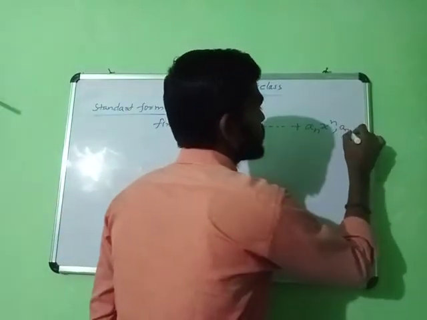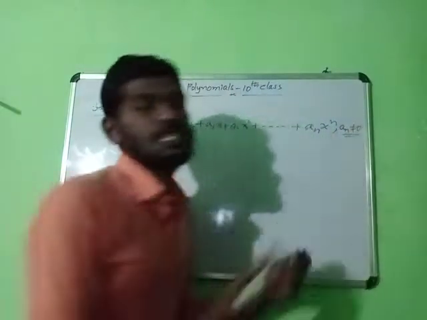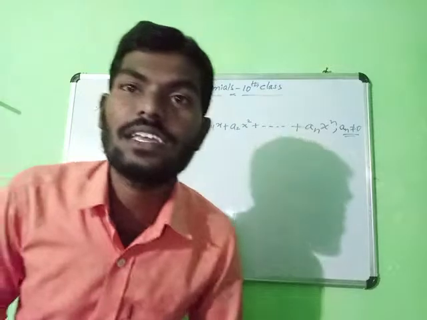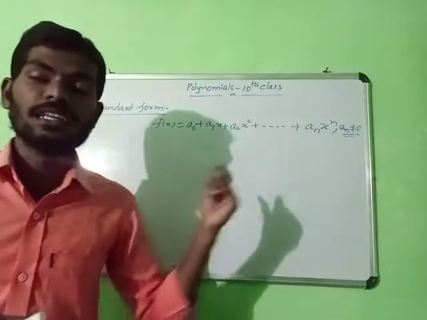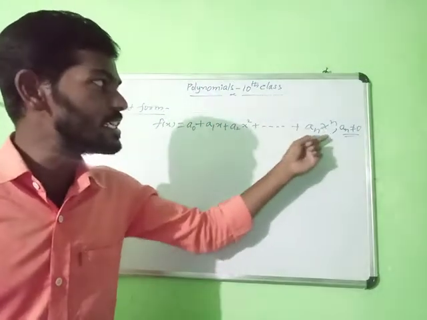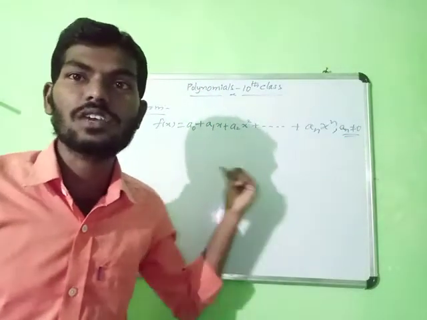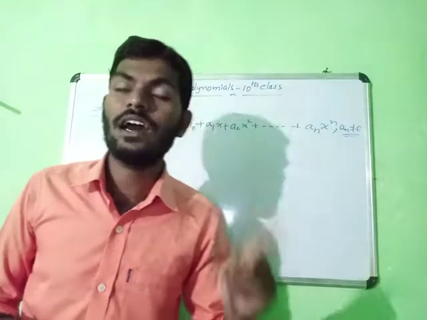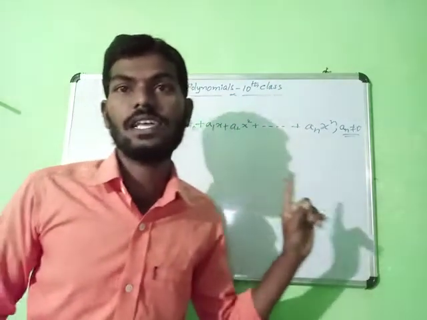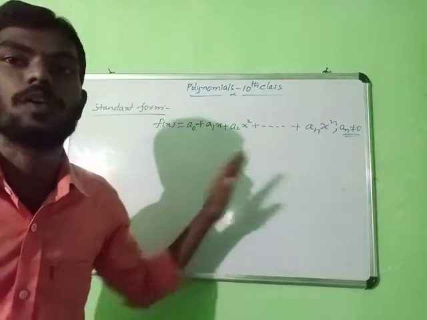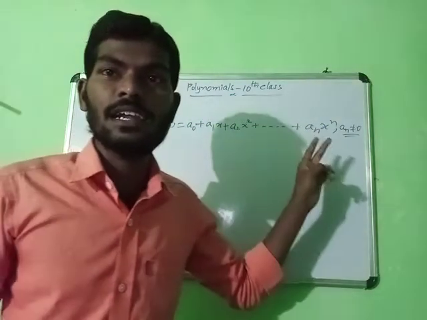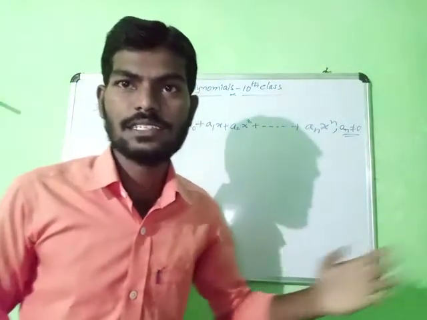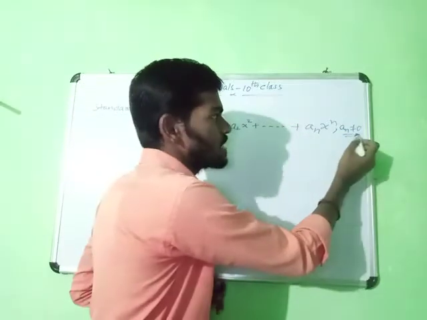Why is an not equal to 0? Here n is the degree. This is also called a standard polynomial, a polynomial with degree n, or an nth degree polynomial. n is the highest degree.